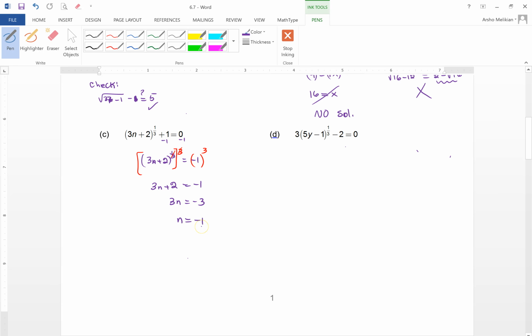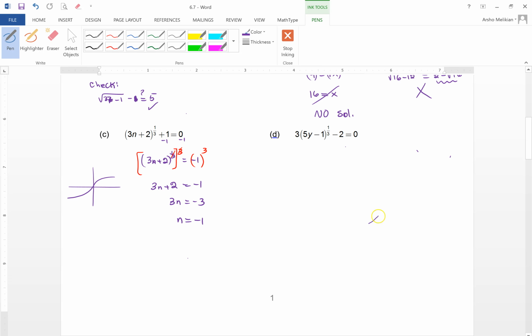Now, is this a square root or a cube root? It's a cube root, and what's the domain of a cube root? So the domain of a cube root function, remember, looks like this. So the domain is all real numbers. That means I'm not really restricted by the domain. So they're all going to work. All right?